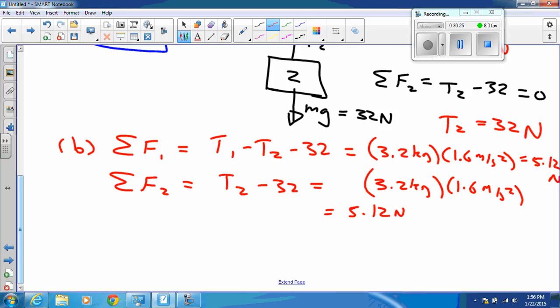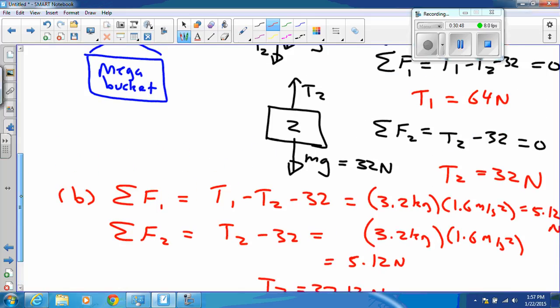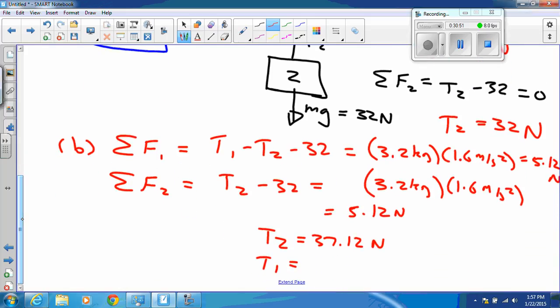And then plugging back in here. Is it 69? No, it should be 74.24. Your T2 is bigger, and also it's equal to 5.12 newtons. Yeah, so you add 32 plus the 5.12, that to the 37, yeah. So you get 74.24 newtons for that one.